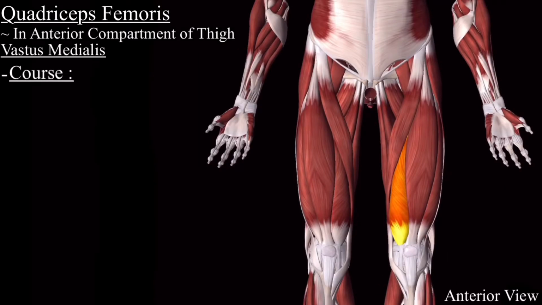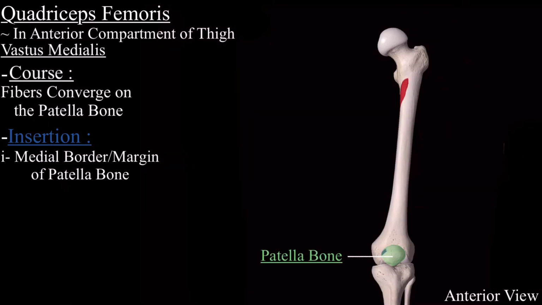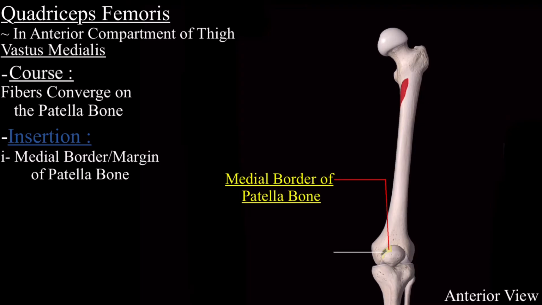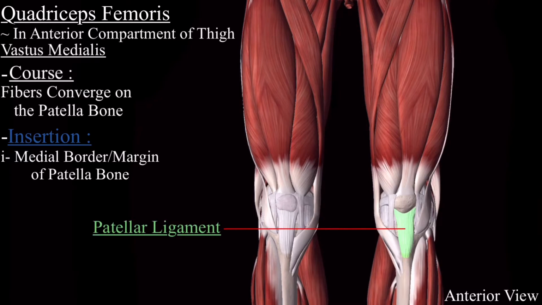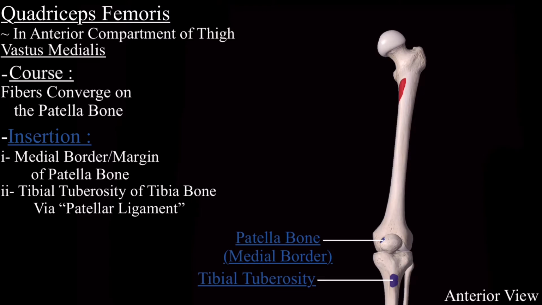After origination, the fibers converge on the patella bone and insert on the medial border of the patella bone. This is the patella bone and this is the medial border of the patella bone, where the vastus medialis muscle is inserted. A ligament called the patellar ligament connects the patella bone to the tibial tuberosity. So we can say that the vastus medialis muscle is inserted on the medial border of the patella bone and the tibial tuberosity of the tibia bone via the patellar ligament.